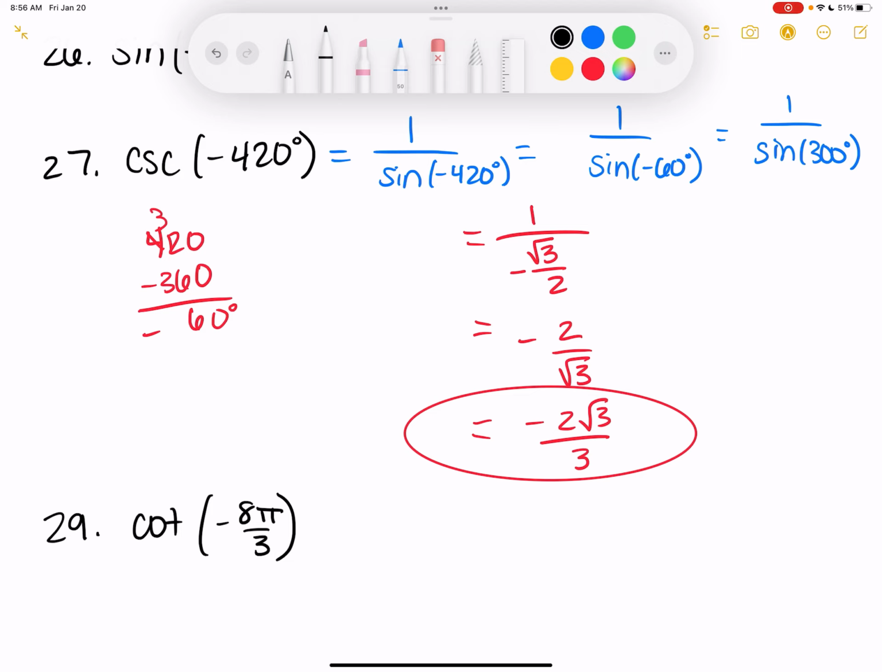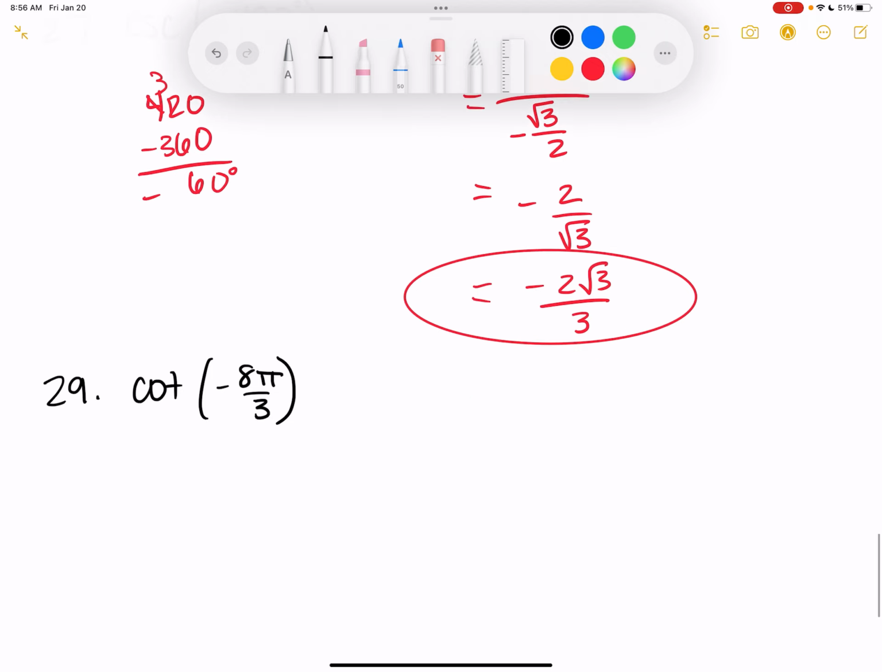Cotangent goes with what? Or like, what's its trig function that it goes with? Tangent. So it would be 1 over tangent. So one way we can think about this is 1 over the tangent of minus 8 pi over 3. And since that's bigger than 2 pi, we can convert it to the least negative angle or the first positive one. So we can do that.